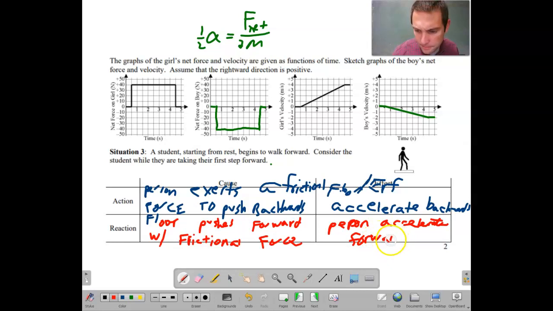All right. You push down on the floor in that direction. Floor is going to push back on you in this direction. Forward. Here you are in high school, and a lot of you just learned how to walk.